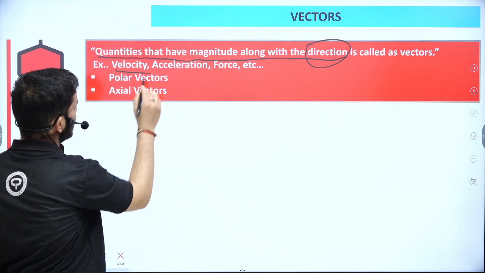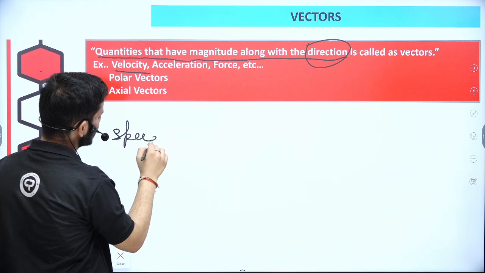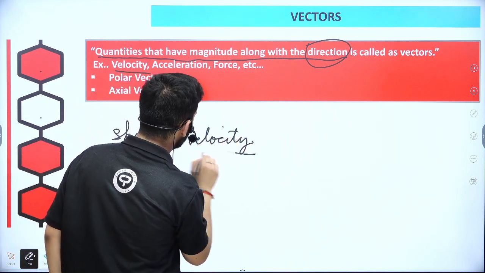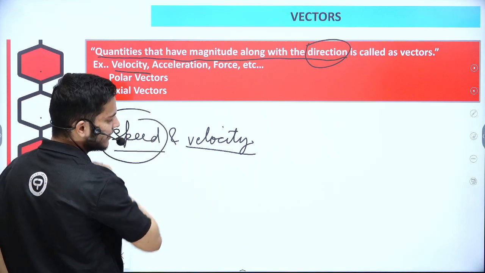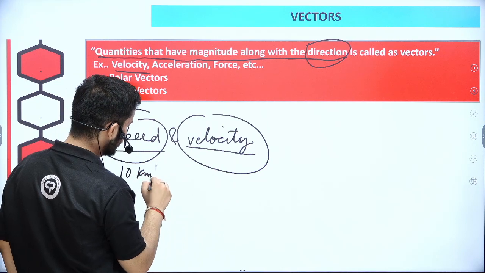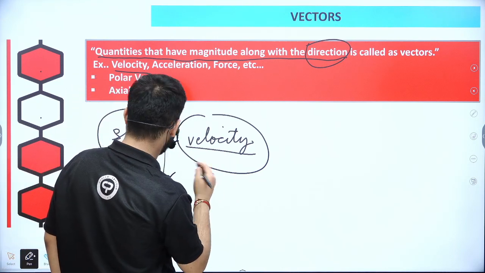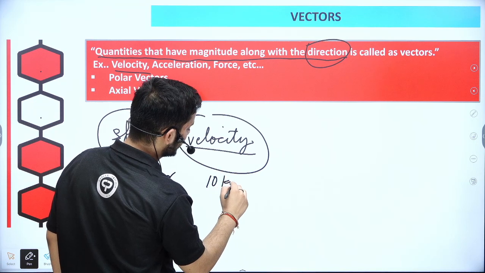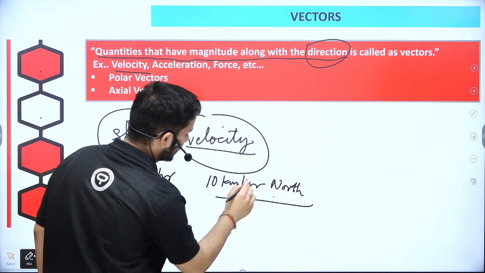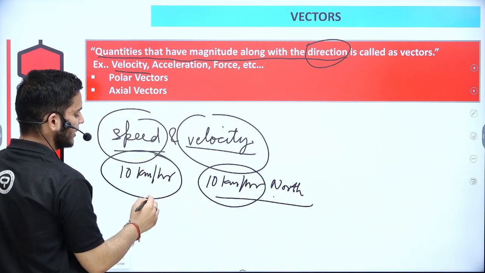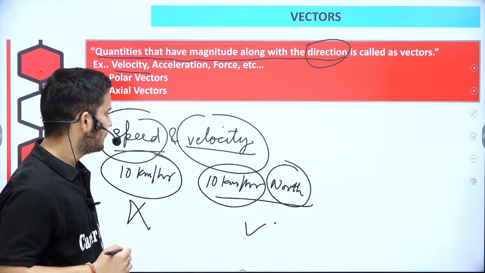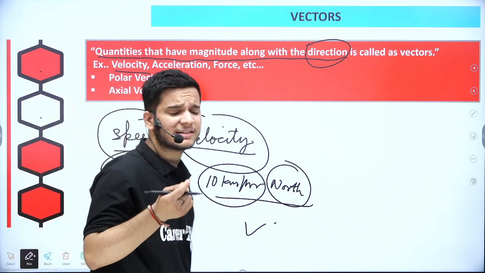Example, velocity. See, what is the basic difference? People ask me what the basic difference between speed and velocity is. The basic difference is that speed has a value, velocity has a value. A man is going at a speed of 10 km per hour, and another man is going with a velocity of 10 km per hour towards north. The magnitude is the same, but the first does not have direction. The second also has direction, that is north. This is one of the basic differences between scalars and vectors.